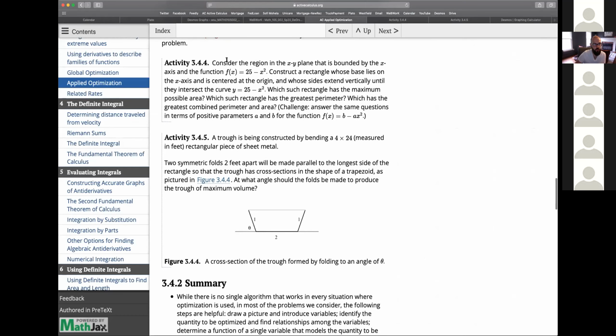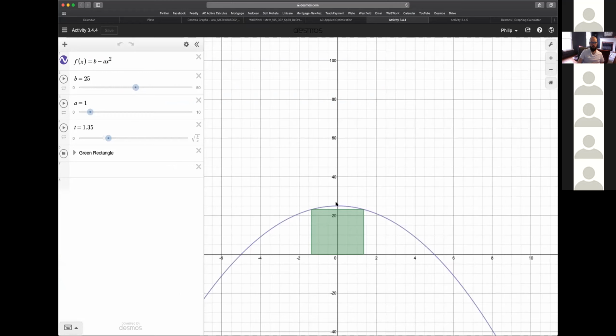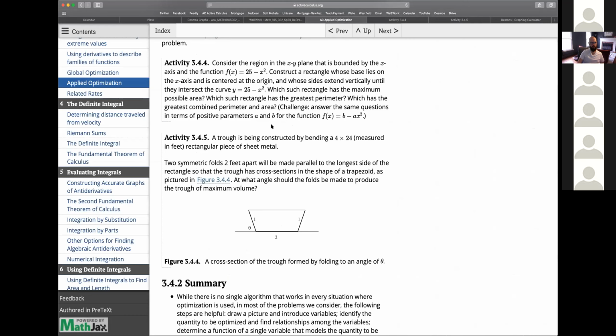All right, so here's the question we're doing, 3.4.4. It says, consider the region in the xy plane that is bounded by the x-axis and the function 25 minus x squared. In this case, the purple line is 25 minus x squared, and we're considering this region. So it's bounded by the x-axis and this line, so we have this sort of semicircular parabolic region that's cut off by the x-axis. That's what we're considering.